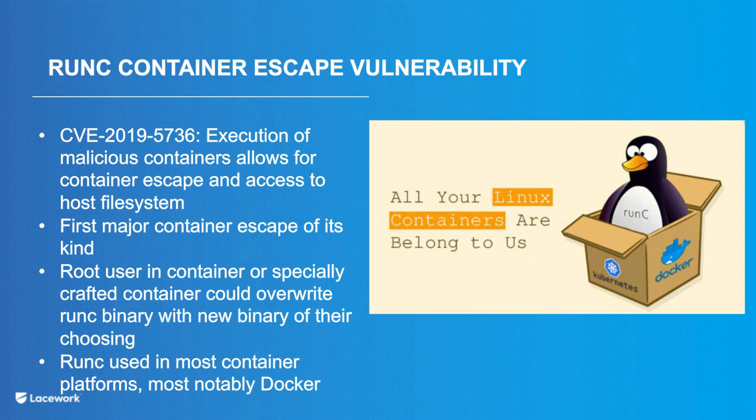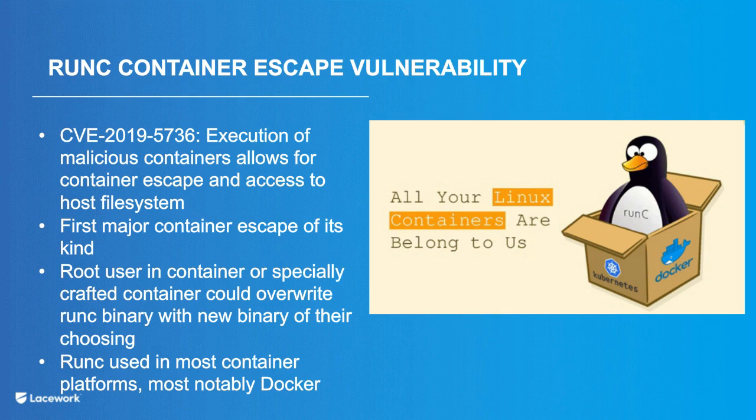Now what we have here is CVE-2019-5736, and if you're not familiar, CVE is Common Vulnerabilities and Exposures. This is a standard framework for listing out vulnerabilities that exist out there and explaining what they are and what they affect. But essentially this is a vulnerability that allows you to escape from that container into the actual host file system. This was the first major container escape of its kind.